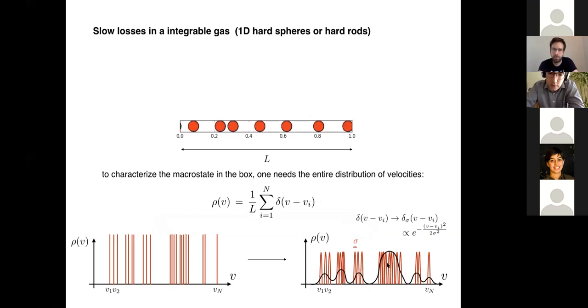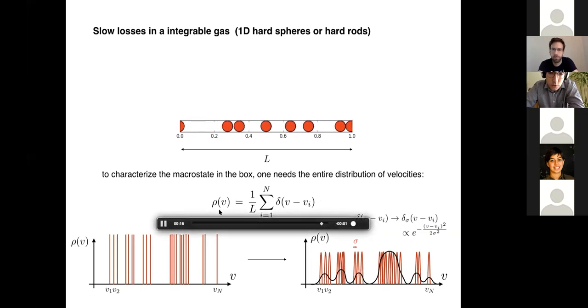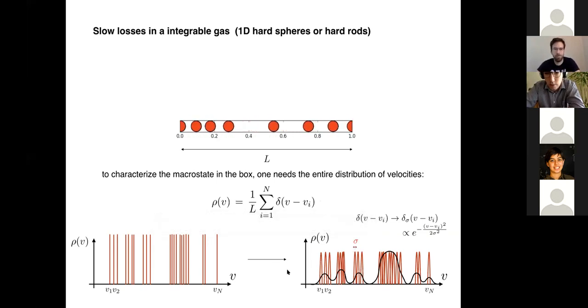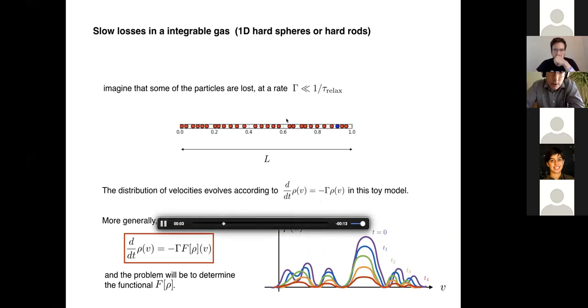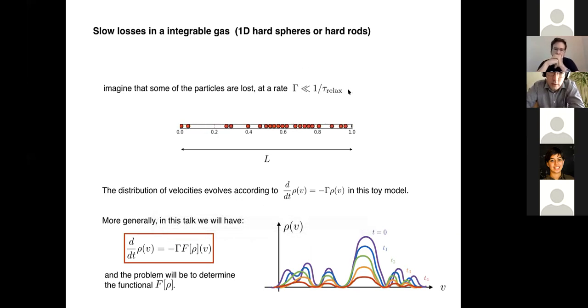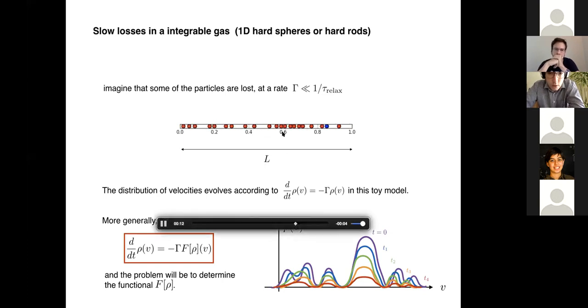And this function gives you the distribution of velocities with some resolution sigma. So the smaller sigma, the better the resolution. All right. Now, again, we are interested in losses. And again, in this regime where the loss rate is much smaller than the inverse relaxation time. So some particles can just escape the system randomly with some rate, with the rate gamma.